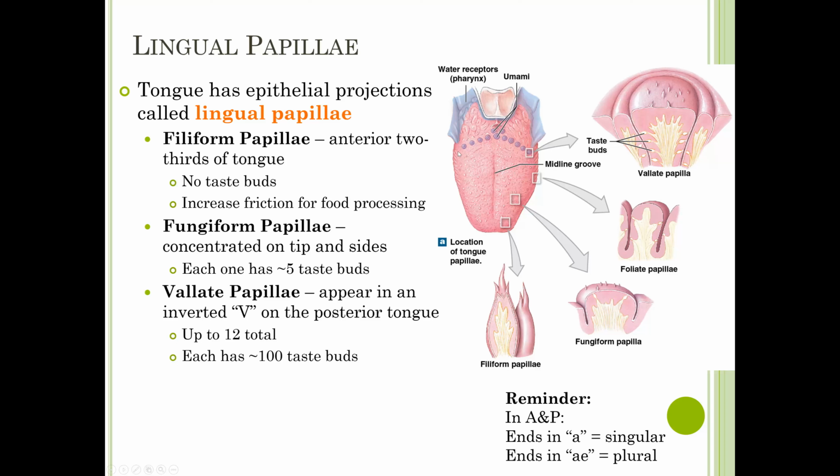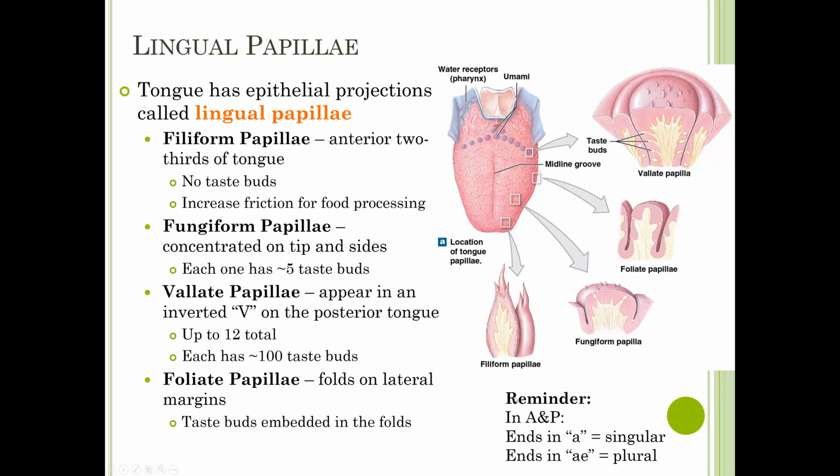These appear as an inverted V on the posterior side of the tongue, and that's shown in the darker purple circles here. So you have very few of these, only up to about 12 in total. Each one of these, though, has a lot of taste buds, so each one of the vallate papillae can have up to 100 taste buds on it.